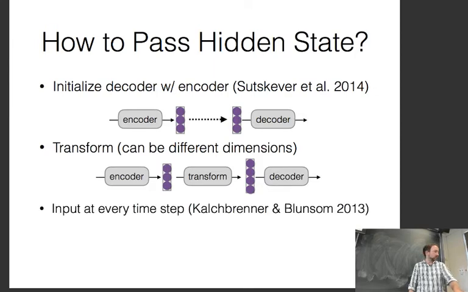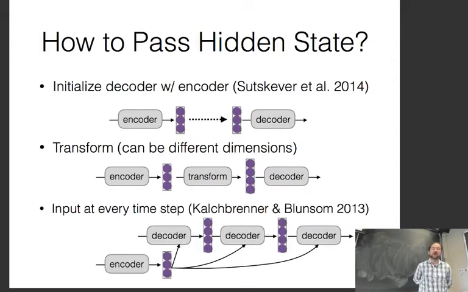Then one other way is we take what we calculated from the encoder and we input it to every time step of the decoder. So basically, this looks something like this. So we have the encoder, we calculate this, and then every time we generate something from the decoder, we just re-input the representation we got from the encoder. So these are common ways of doing things.